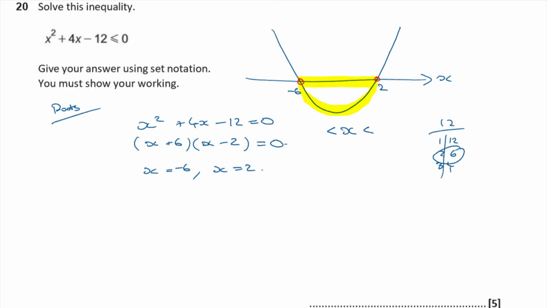It's got to lie between minus 6 and 2. Now it can equal the endpoints because of the symbol we had here. So x lies between minus 6 and 2. Now in set notation, that looks like this. We have a curly bracket, and we say x such that x lies between minus 6 and 2, close curly bracket. Okay, so that's set notation. So it's the values of x such that x lies between minus 6 and 2. That's how we should set it out.